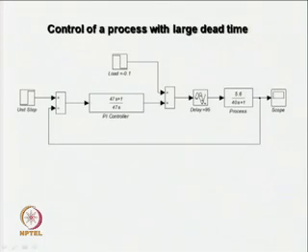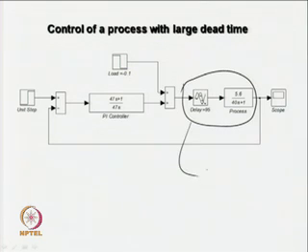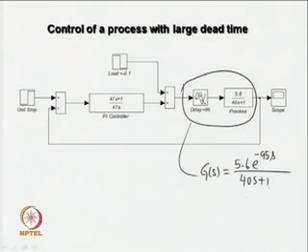Let us see the limitations of a controller in controlling a process with large dead time. Now, we have a process here which has a large dead time. The process model is given by G(s) = 5.6 e^(-95s) / (40s + 1). So, we have a stable process with large dead time or delay.